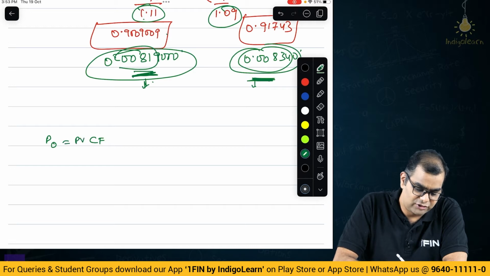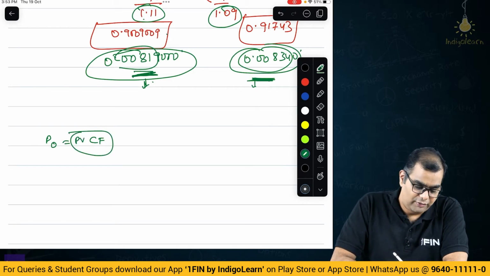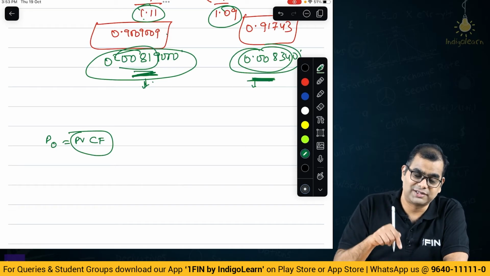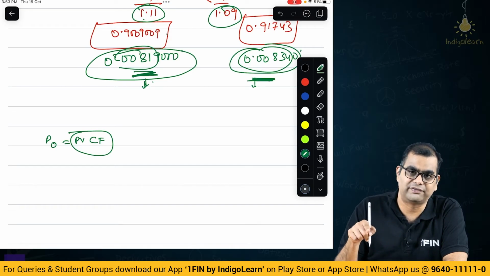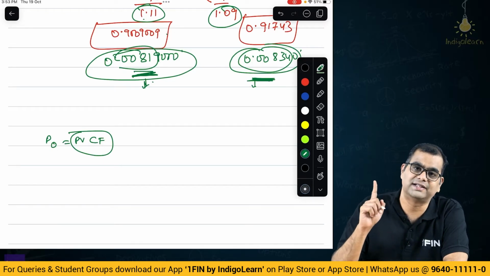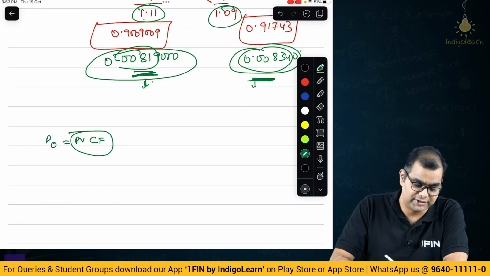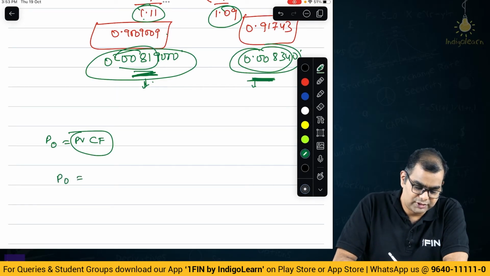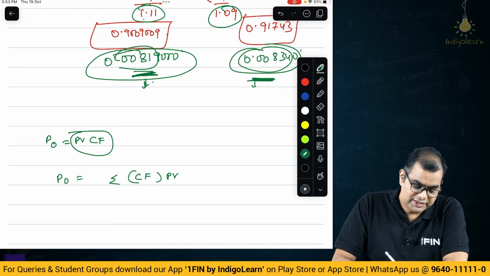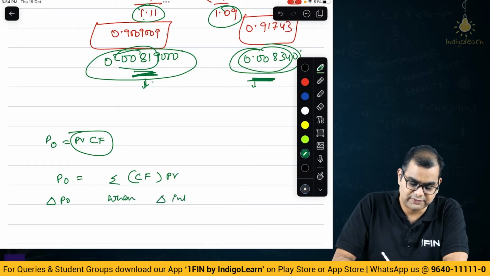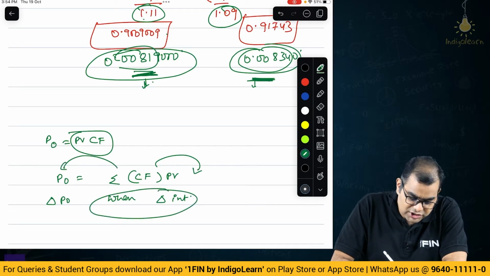P0 is equal to present value of cash flows, correct? If you go back to your derivatives chapter, not this derivatives, not put, call, option, forward, future, I am referring to mathematics, derivative, calculus, differentiation chapter, where P0 is equal to sigma cash flow present value. What is the change in price, delta P0, when there is a small change in interest rate? So, here there is a change which leads to a change here.